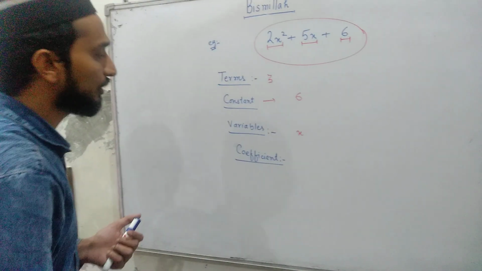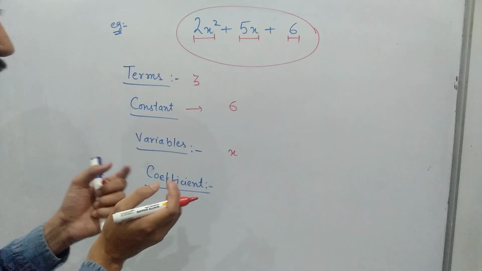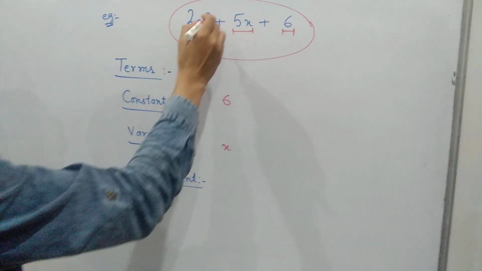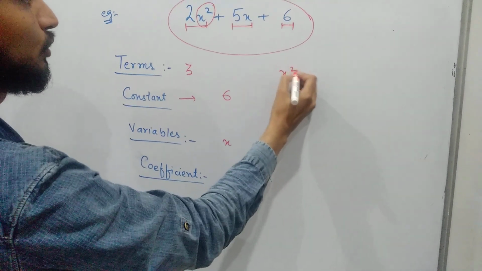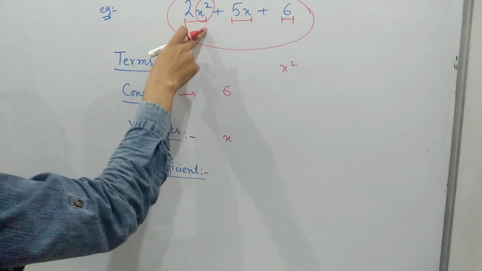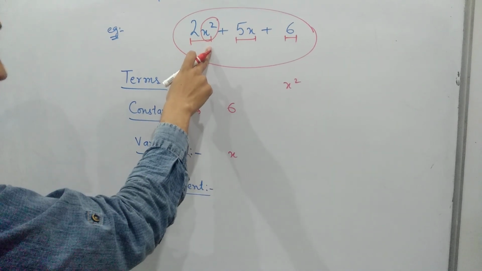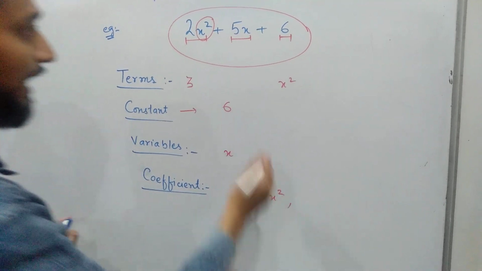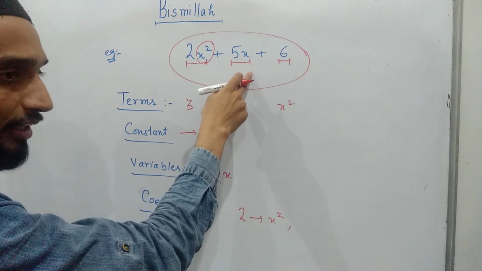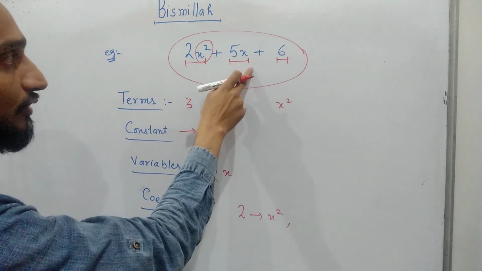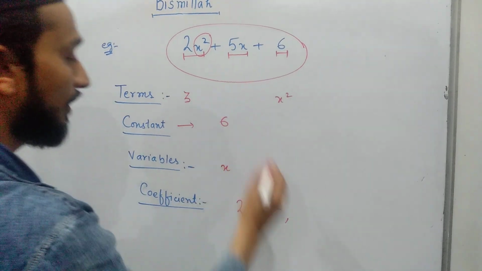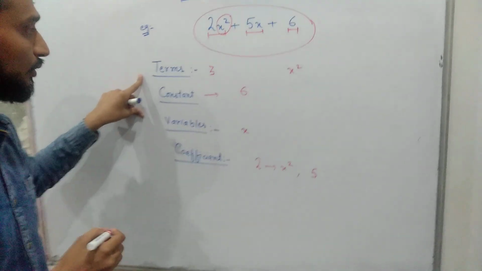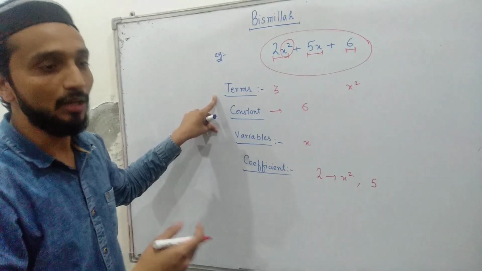Coefficient. So we are talking about the coefficient. There are different terms in which there are variables, right? Here is also a variable, but in the form of square. So this is x square. The number that is multiplying with this x square is called the coefficient of x square, right? So 2 is the coefficient of x square. And see here, this is 5x. x is also a variable, right? The number that is multiplying with this variable is called the coefficient. So the coefficient of x is 5. So these are the 4 basic terms that we need to learn and remember, which we will use in polynomials.